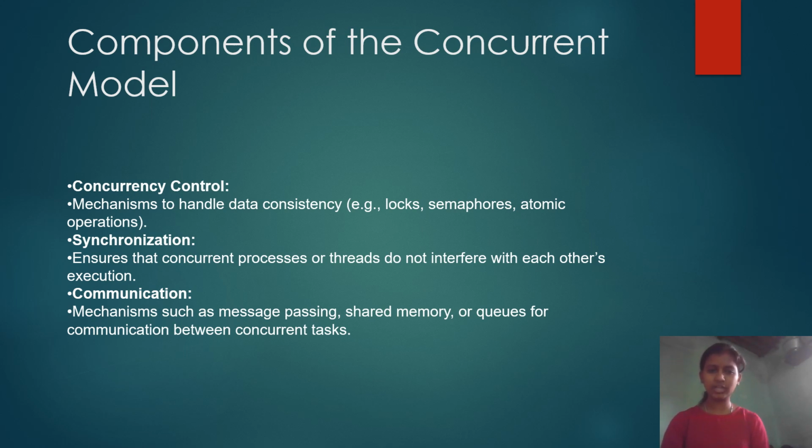And the next one is synchronization. It ensures that concurrent processes or threads do not interfere with each other's execution. And the next one is communication. Mechanisms such as message passing, shared memory, or queues for communication between the concurrent tasks.